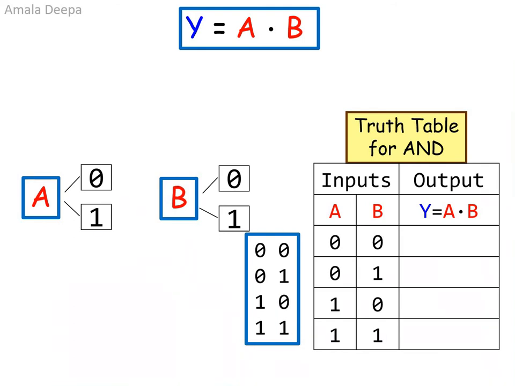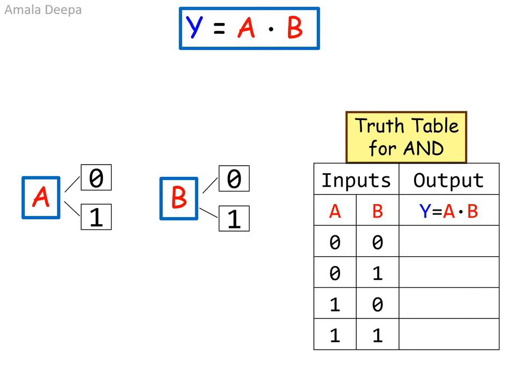Once again, take a look at the input values. You should always write them in order. You should not jumble them. For that, in the first column, you write 2 zeros followed by 2 ones. Then in the second column, you put a 0 and then a 1, again 0, 1.